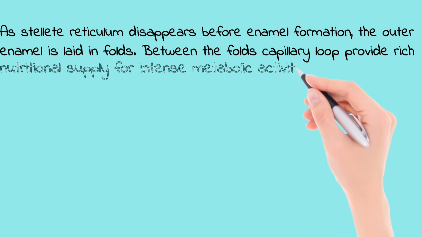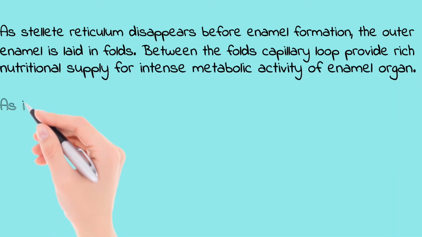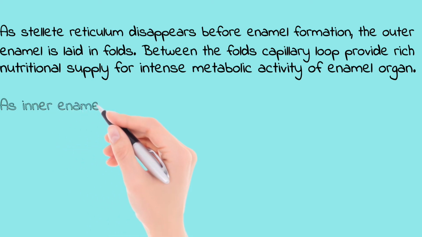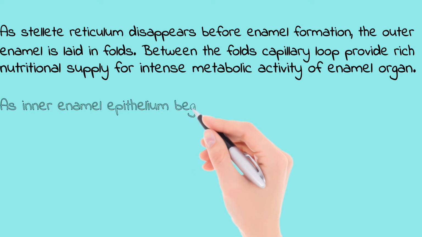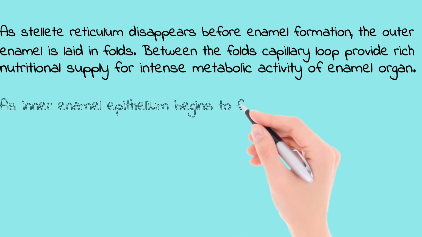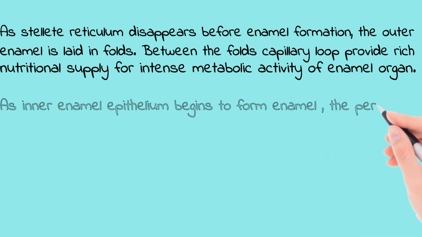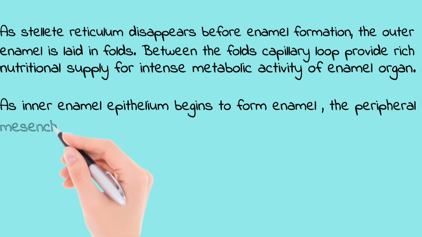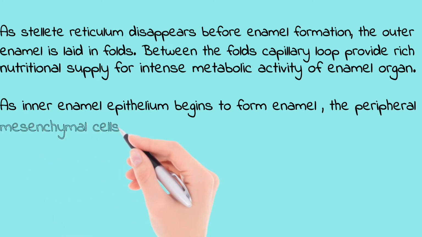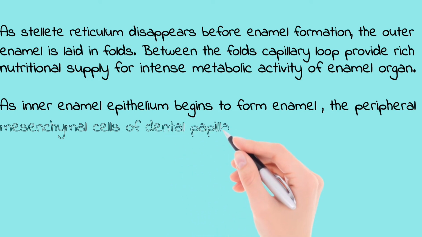So let's revise this topic. As the stellate reticulum disappears before the enamel formation, the outer enamel epithelium is laid in folds. Between these folds, the capillary loops provide the rich nutritional supply for the intense metabolic activity of the avascular enamel organ. Further on, as the inner enamel epithelium begins to form the enamel, the peripheral mesenchymal cells of the dental papilla differentiate into odontoblasts, and these odontoblasts later form the dentin.